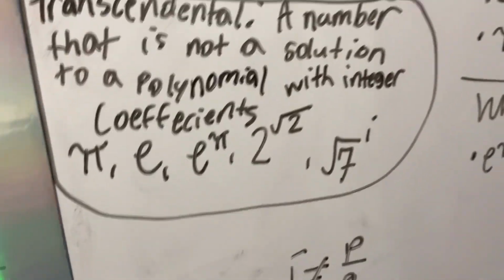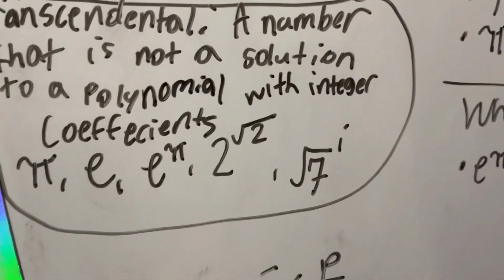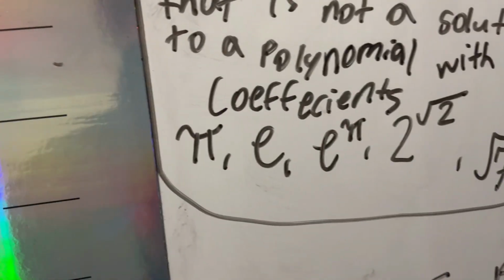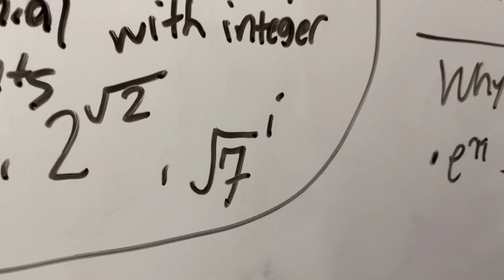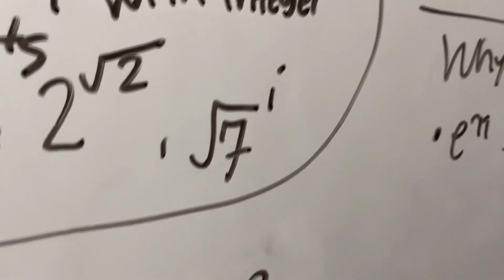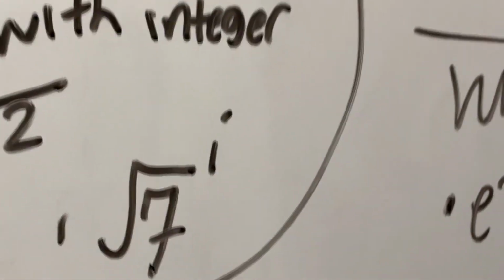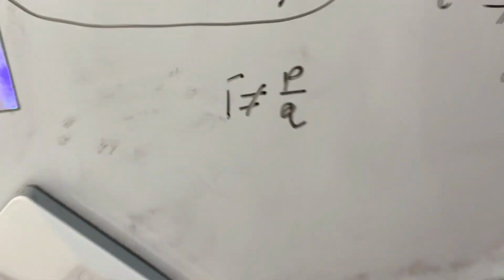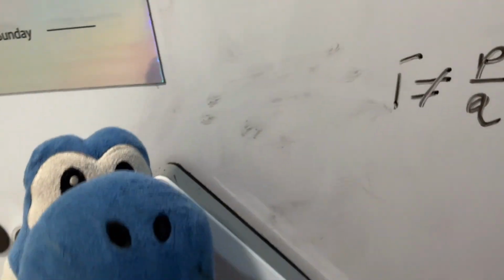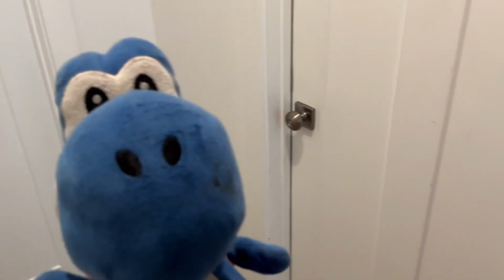A transcendental number is a number that is not a solution to a polynomial with integer coefficients. This includes pi, e to the pi, 2 to the power of root 2, and the square root of 7 to the power of i. One thing's for sure is that we do treat i as an irrational number here, because look right here, can we express i as the fraction of 2 integers? The answer is no, but we do know it is algebraic.